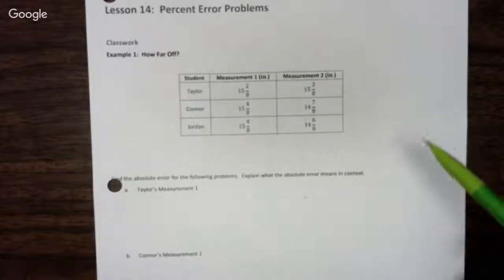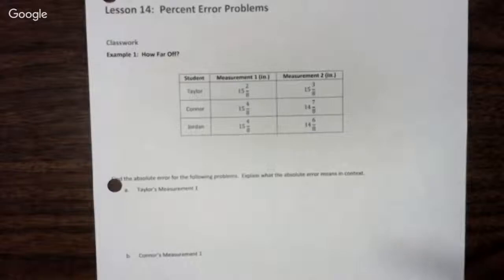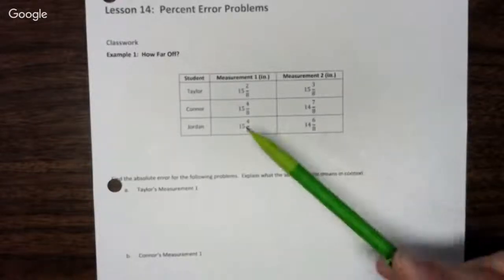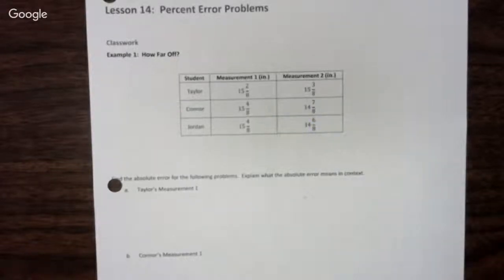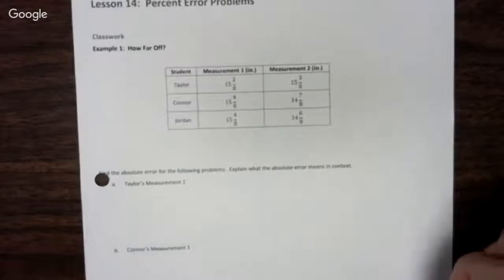This table is talking about a 15-inch TV, and 3 different students measured it, and they measured it twice, and they got different measurements each time. So the question is, what is their error? How much is their error? So a couple things before we start with this. We have 2 things that we need to know.